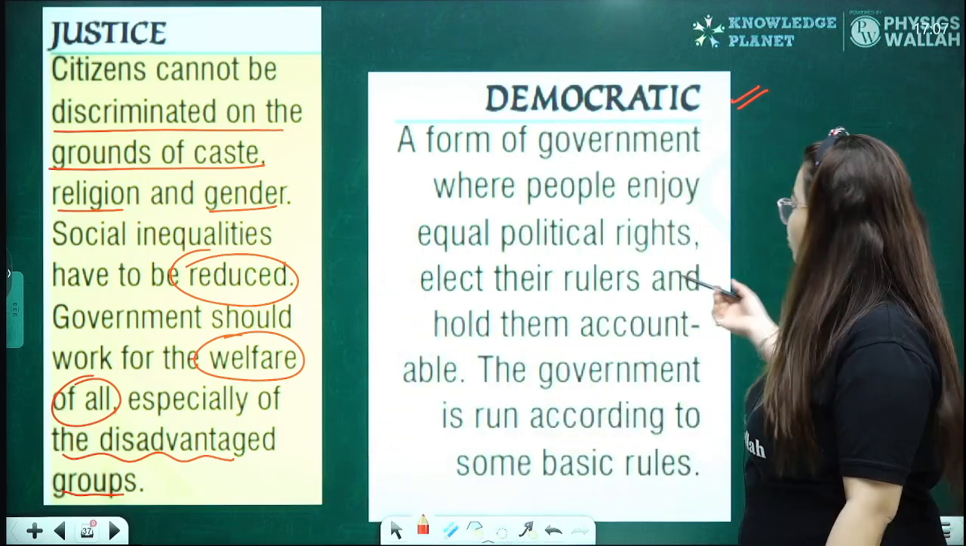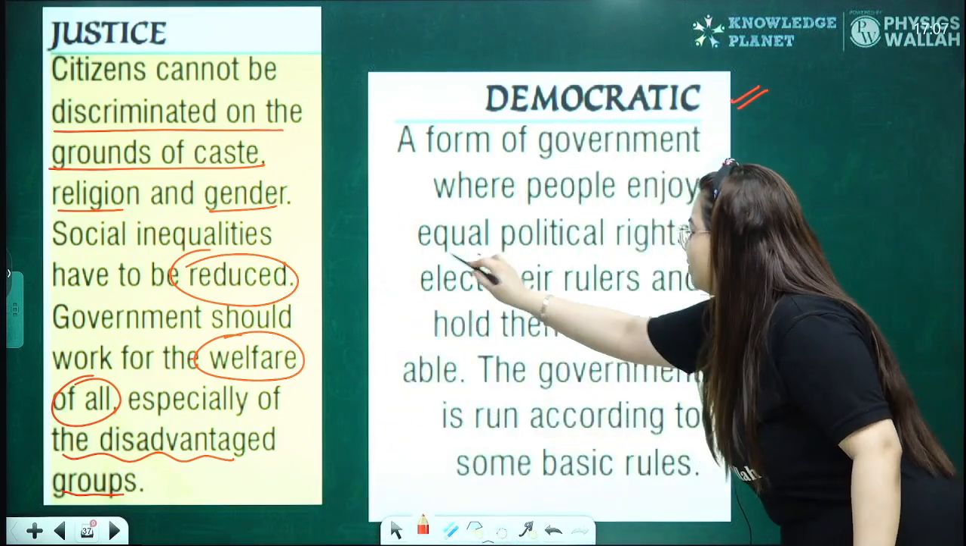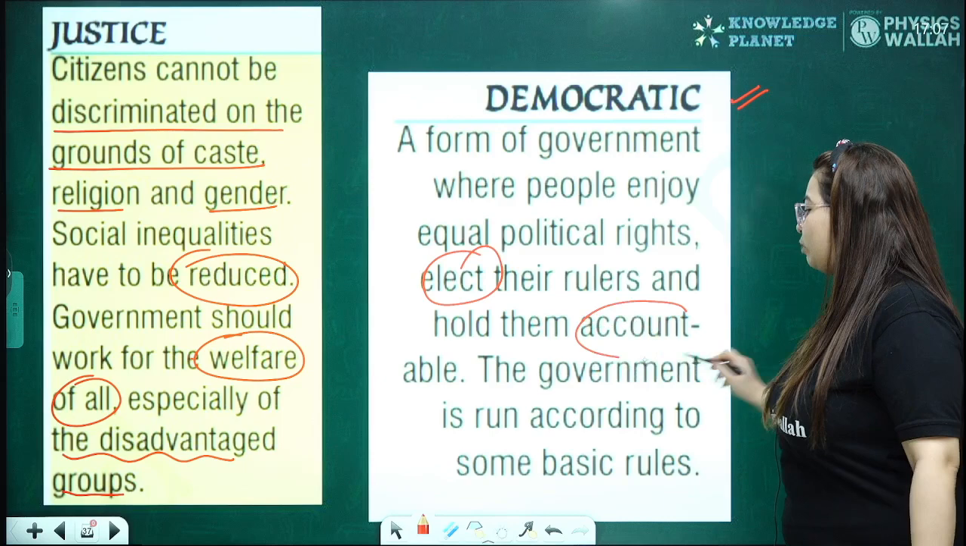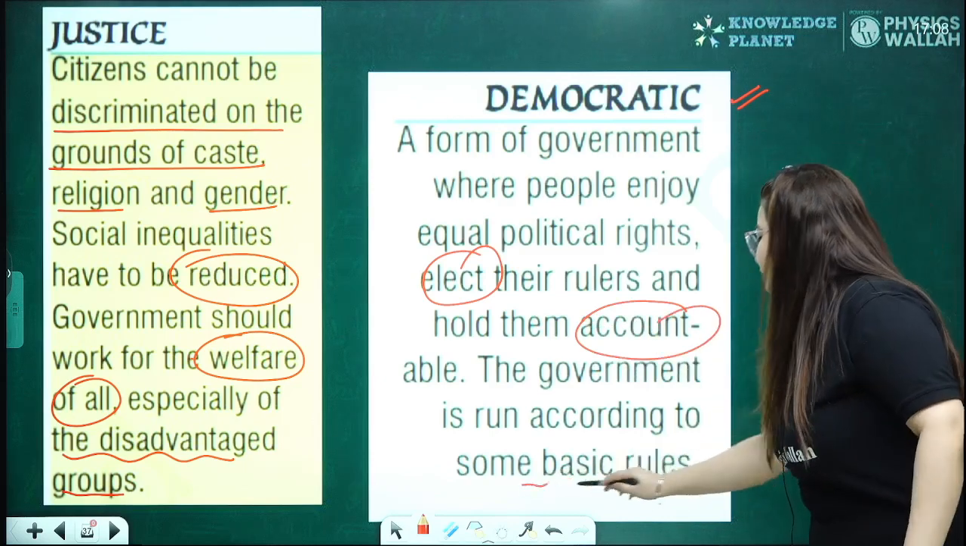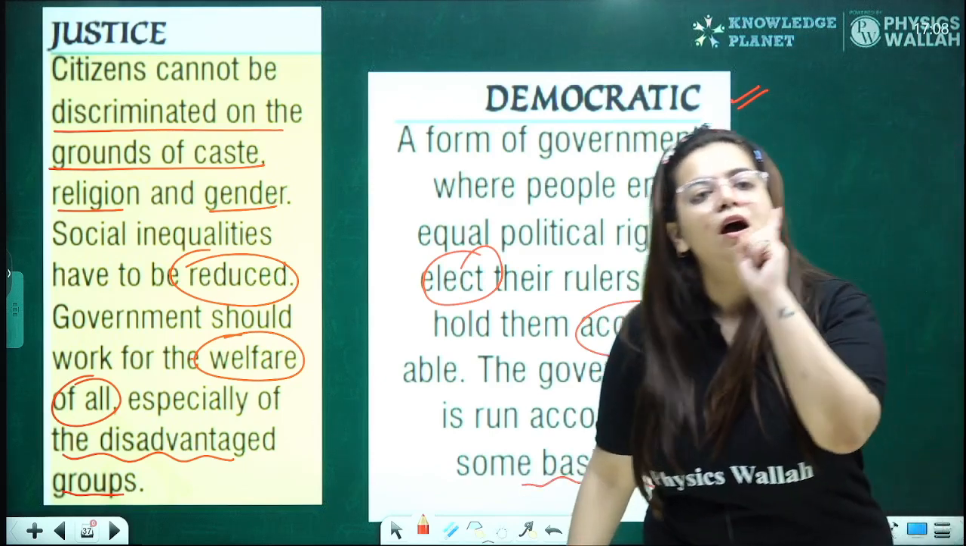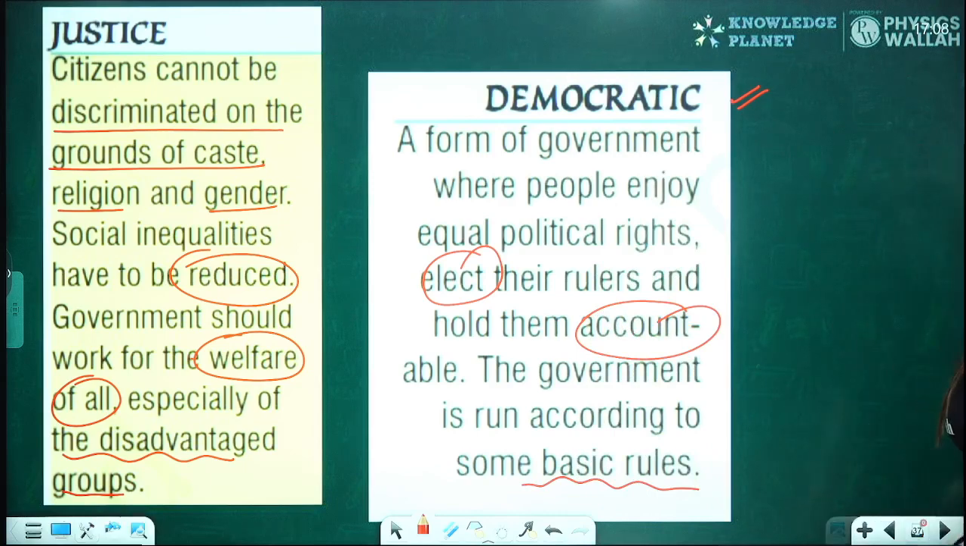So this is what democracy means. They will elect their rulers and hold them accountable. The government is run according to some basic rules, and these basic rules are called the constitution.